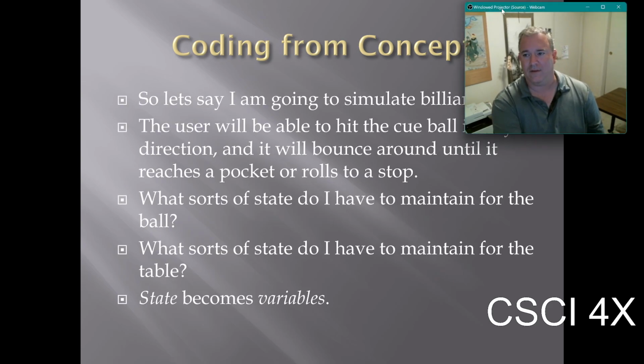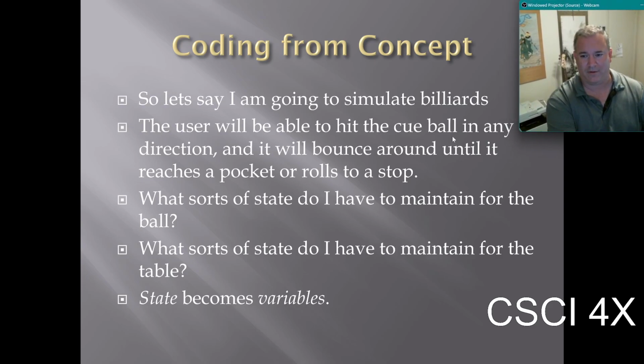Okay, so let's say I'm going to simulate billiards or pool, and I want to be able to hit the cue ball in any direction with the cue stick, and it's going to bounce around until it hits a pocket or goes to a stop. So first question: what does it take to describe a ball? I want all of you on chat right now to be responding. What describes a pool ball?